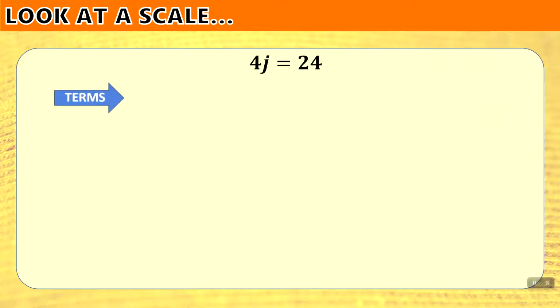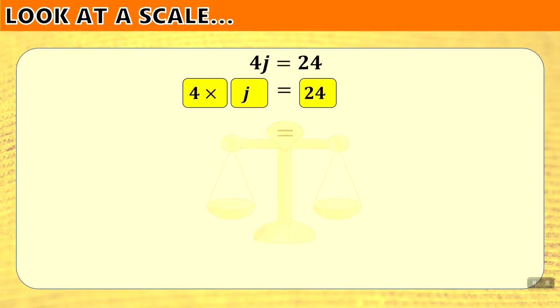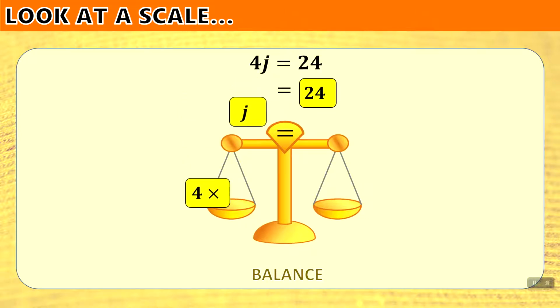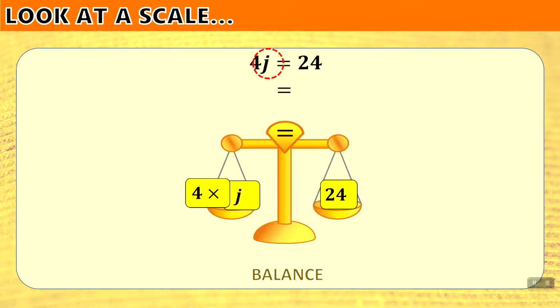So let's imagine 4j equals 24 and break it down in terms of its terms. 4j really means 4 times j equals 24. If we imagine a scale, everything on the left-hand side of the equal sign goes on the left side of the scale, and everything on the right side of the equal sign goes on the right side of the scale to keep it in balance. So if we put 4 times j on the left, that should balance out with the 24 on the right. j is our unknown, and remember that multiplication is undone through division.